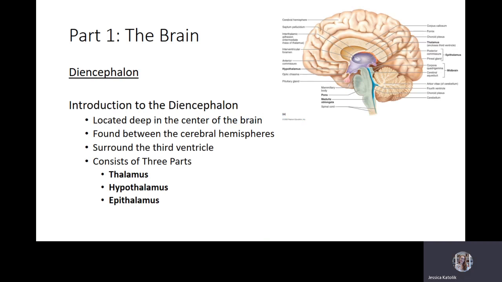The diencephalon is going to be a very deep structure in the brain. It's going to be located here, and it will be sandwiched between the two hemispheres of the cerebrum. It consists of three parts: the thalamus, the hypothalamus, and the epithalamus. So let's look at those parts in a little bit more detail.